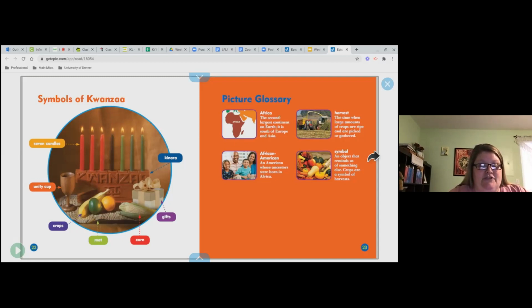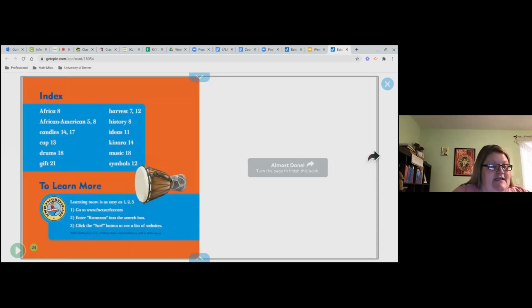And I'm going to turn the page just so you can see it. Here's the index. Because remember, in a nonfiction text, maybe I just wanted to learn more about something very specific, like their symbols. Well, this tells me that I can go to page 12. Or maybe I wanted to see what kind of drums they play during Kwanzaa. So I can tell that the drums are on page 18.